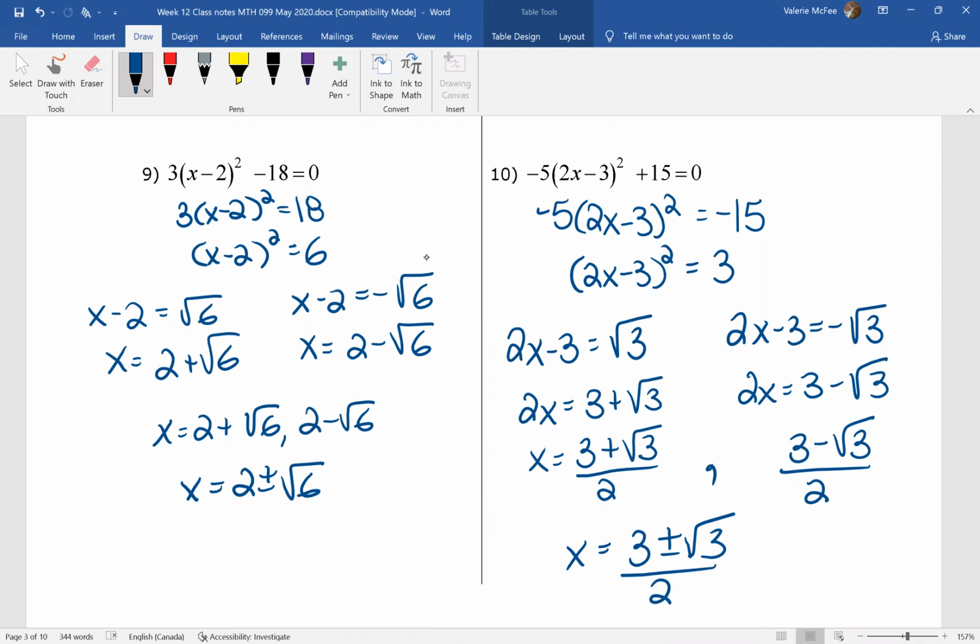So right now we have three methods for solving quadratic equations: graphing, solving by factoring, and the square root method. Make sure you practice those enough before you move on to the next method.